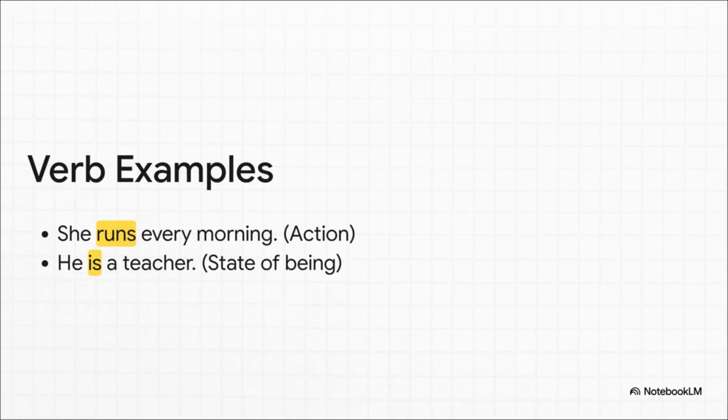In "she runs every morning," the verb runs is a clear physical action you can picture. But in "he is a teacher," the verb is doesn't show him doing anything, right? It just connects he to the description a teacher. It's describing his state of being.